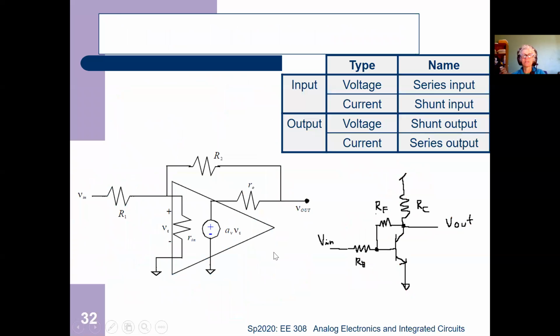How about this one? Here's your V in. Here's your V out. Actually, this RO should be inside the triangle. I should redraw that. What kind of amplifier is that? What's its name? The RO should be inside the triangle, so the stuff that's outside the triangle is R2 and R1.